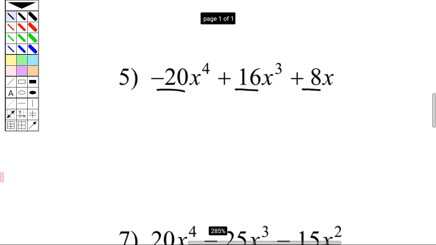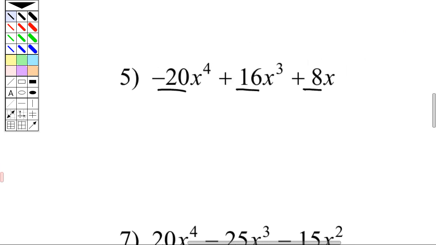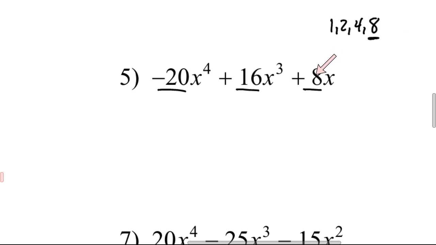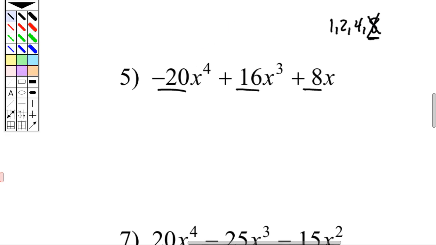Okay, we'll start with the smallest one. What are factors of 8? 1, 2, 4, 8. So start with the biggest one. Does 8 fit into all of these? Does 8 divide evenly into all of them? Well, of course it divides into 8. It's one of the factors. Yep, goes into 16. Does 8 divide into 20? No. Then you go down the list.